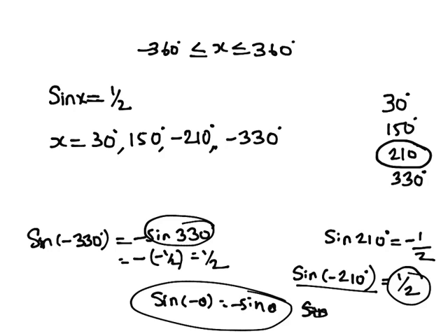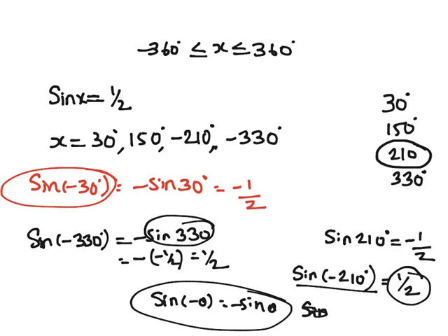You might wonder, sir, why not minus 30? I mean, is minus 30 not a solution for this? Let me check. Sine of minus 30 is nothing but minus sine 30, because sine of minus theta is minus sine theta, which is nothing but minus half. So sine of minus 30 is minus half, but I have plus half here, isn't it? So obviously minus 30 degrees is not a solution for this trigonometric equation.